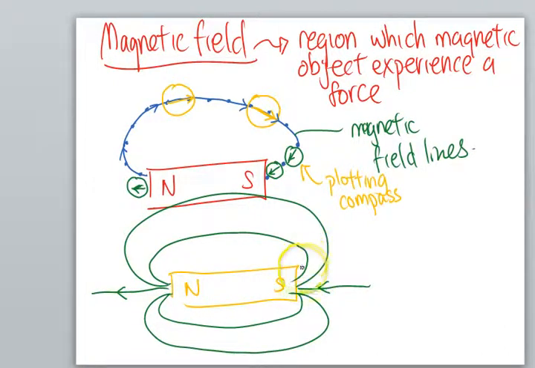All the lines going to the South Pole are going in. Take note, all those going to the South Pole are going in. All those coming out from the North Pole are coming out. So the North Pole is the part where the field line comes out, and the South Pole is the one that's going in. So these are magnetic field lines for your single magnet. Now what if we have two or more magnets?